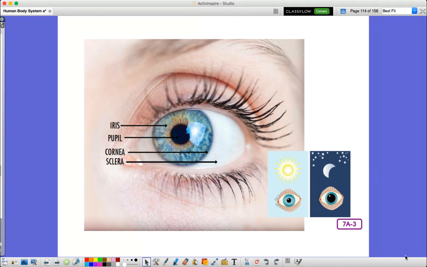The colored part of the eye, the disc located just behind the transparent cornea, is called the iris. At the center of the iris is a black circle. Do you see it? This dark circular hole, called the pupil, varies in size as it regulates the amount of light entering the eye. The muscles of the iris control the size of the pupil, tightening to make the pupil smaller in bright light and relaxing to make the pupil larger in dim light.